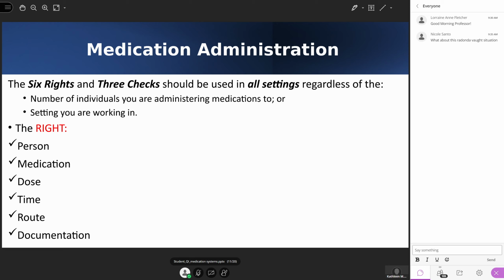Okay. So the right person, the right medication, the right dose, the right time, the right route, and the right documentation. And this is going to come back into play a little bit later in our conversation. But just remember the 6 rights and 3 checks are there for a reason. Okay, we don't become complacent in our practice, after you graduate a year later. This is something that is put in place because when it's not put in place, people die. Okay, so this is extremely important.